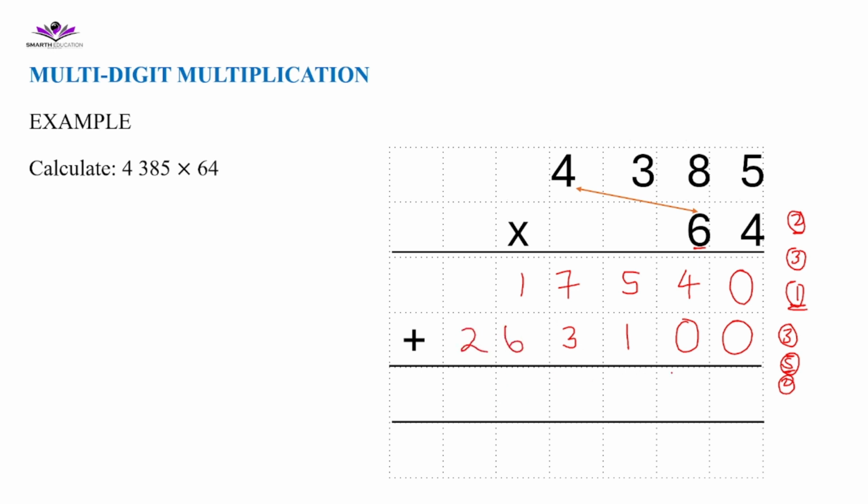And then after this, you can add this. 0 plus 0 is 0. 4 plus 0 is 4. 5 plus 1 is 6. 7 plus 3, that is 10. So you write down the 0 and carry 1. And then it becomes 1 plus 1, which is 2, plus 6, which is 8. And then 2 plus 0 is just 2. So you have 280,640. So this is how we do multi-digit multiplication.